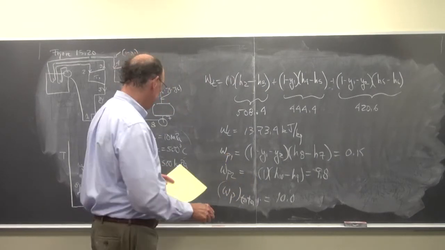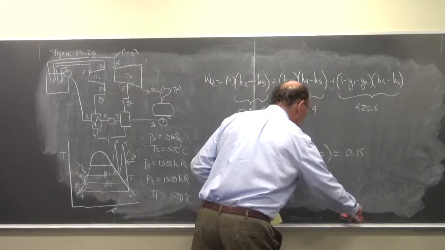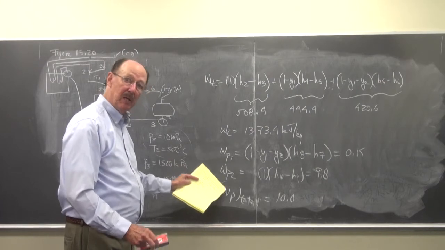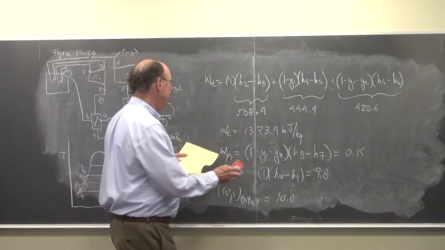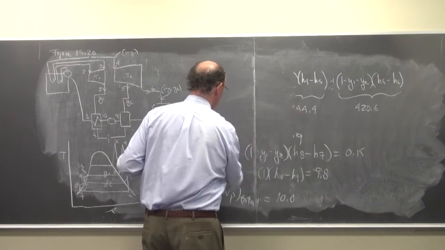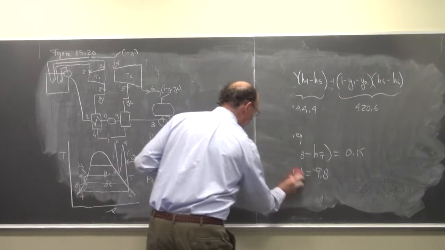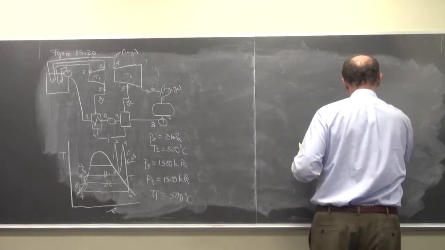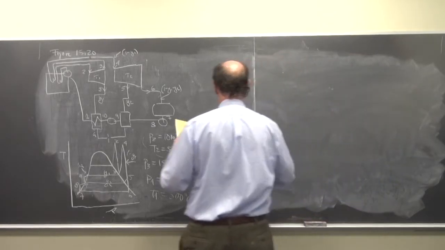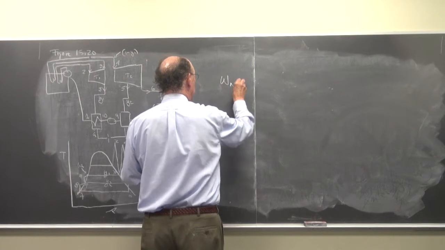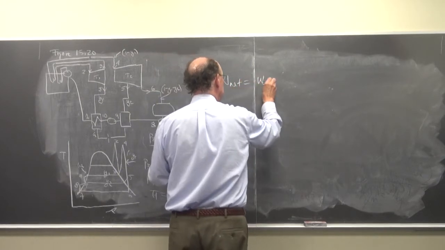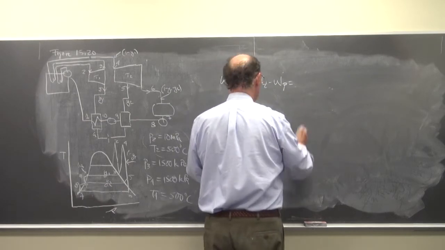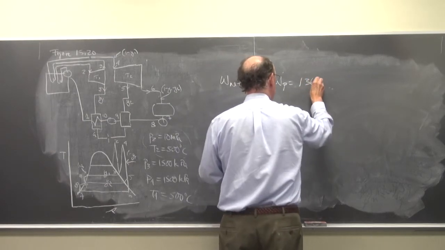Then we can solve for the net work. So before I erase this, we have the work of the turbine, the work of the pumps, subtract them, find the net work. So W net is WT minus WP, is equal to 1363.4.